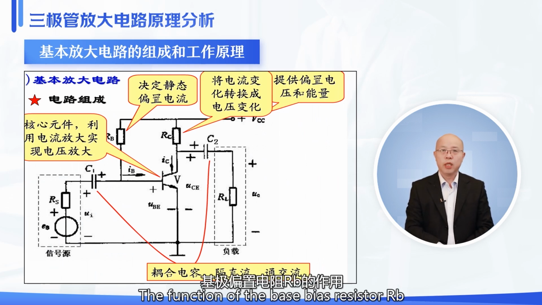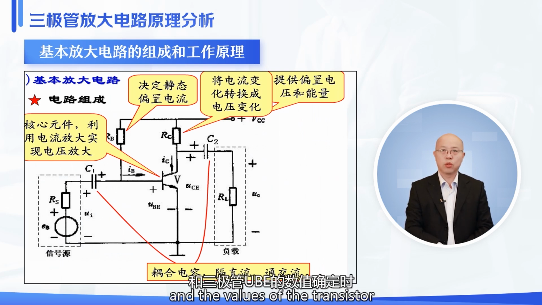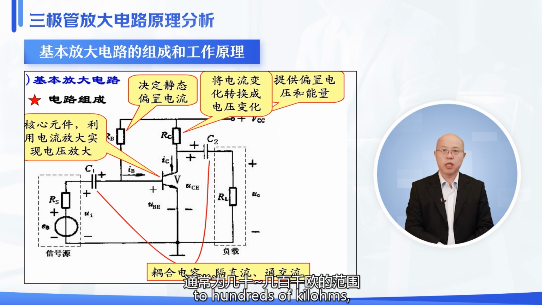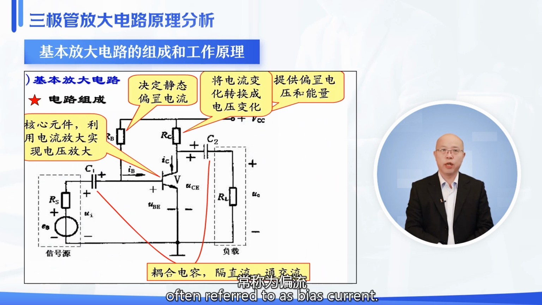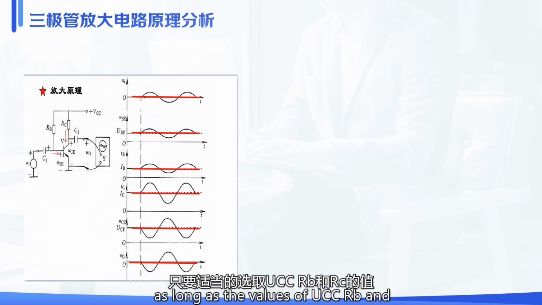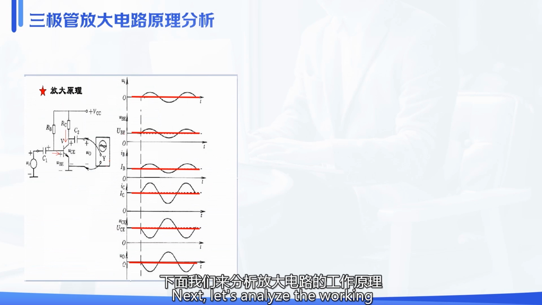The function of the base bias resistor RB, when the direct current power supply UCC and the value of the transistor UBE are determined, is to supply a suitable base working current IB to the base by adjusting the resistance value, usually in the range of tens to hundreds of kiloohms, often referred to as bias current, in the circuit shown in the figure. As long as the values of UCC, RB and RC are properly selected, the transistor can operate in the amplification region. Next, let's analyze the working principle of the amplifier circuit.